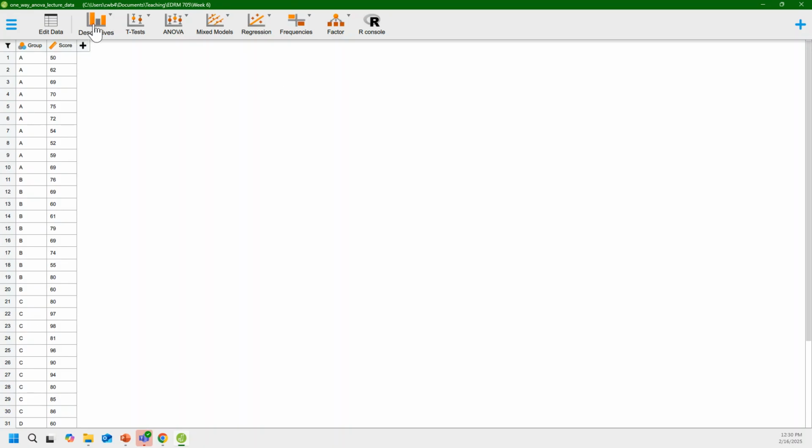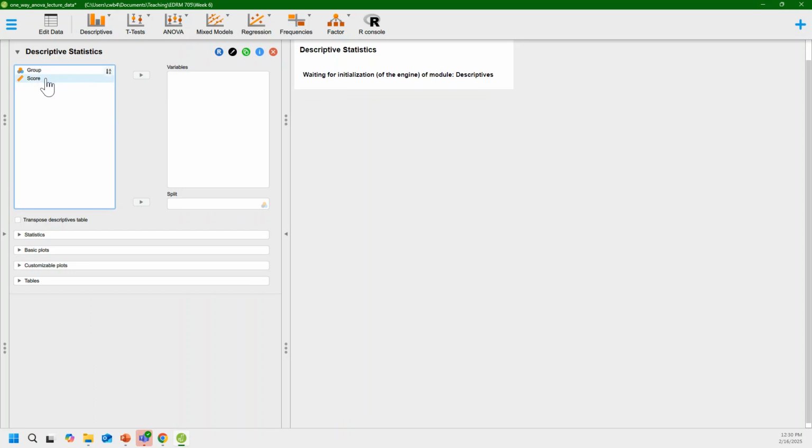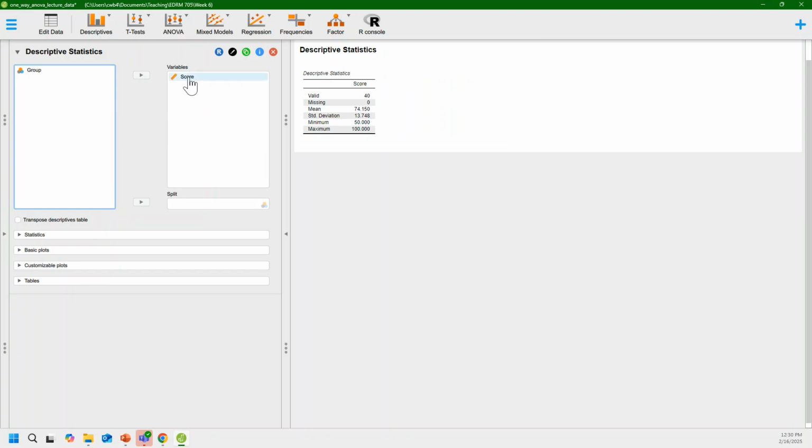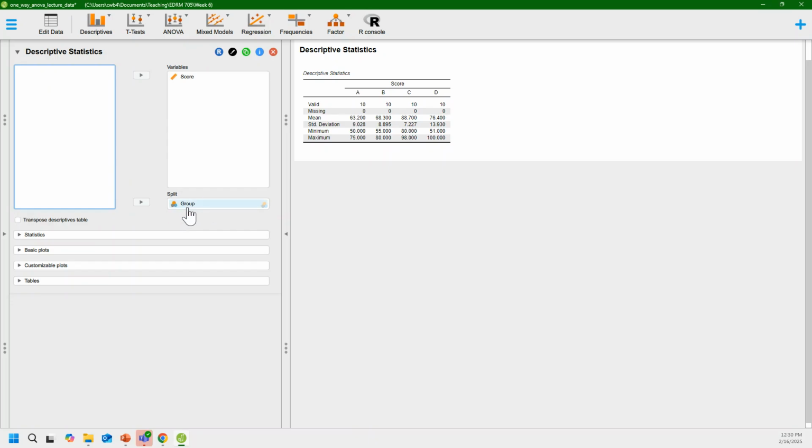We hadn't done this in a while, but you can always use this descriptives menu here. Go to descriptive stats, and you can get some descriptive statistics, right? I'm going to look at the test score, but now I'm going to use the split menu because I know I have 4 groups here. Notice I have 10 individuals in each of those groups. I know the mean of each group.